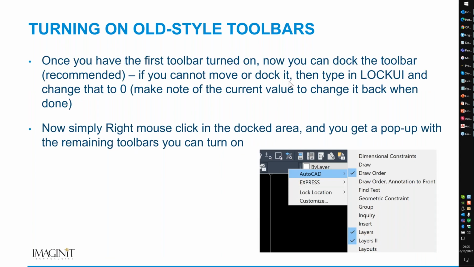Then once you've got the first toolbar turned on, you can now dock the toolbar, and I recommend docking them. If you cannot move or dock it, make sure that you type in LOCKUI, change that to 0 so everything's unlocked. Make note of whatever current value you have so that we can change it back later just by typing in LOCKUI and putting it back. And then you can either go back through the tools and keep adding, or you can simply right mouse click in the gray area and then you'll get a pop-up with remaining toolbars you can turn on.